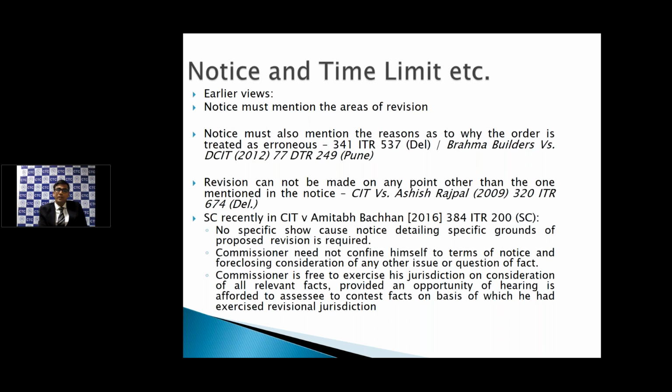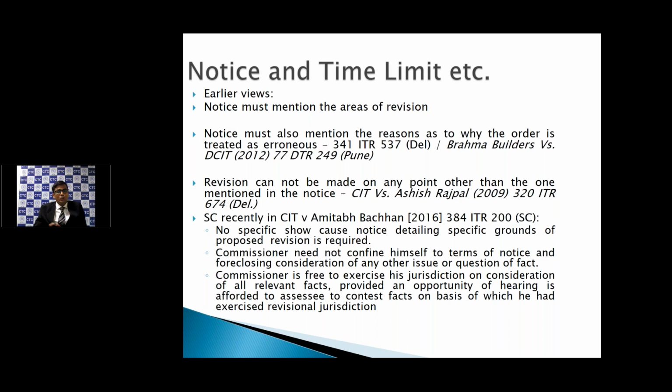Now, the earlier view on this particular point was that the 263 show cause notice must mention the areas of revision. It must also mention the reason as to why the order is treated as erroneous, and then the scope of revision has to be restricted to those points. For example, CIT issues section 263 notice for a particular matter A. Then in the course of revision, he has to restrict it to matter A only. He cannot decide some other matter B and C which was not the part of a show cause notice.